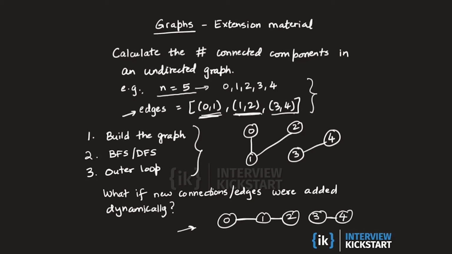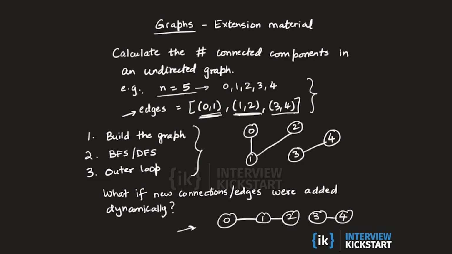So we are asking something similar here. What if the edges were not given in one shot, but they were coming in one at a time, almost like in a streaming context? How do we calculate and update the number of connected components dynamically so that we can keep spitting out that number after seeing every edge?